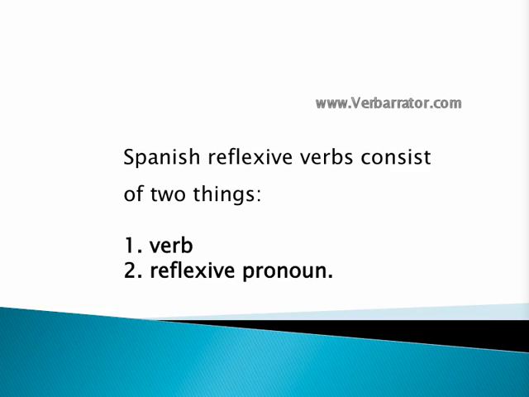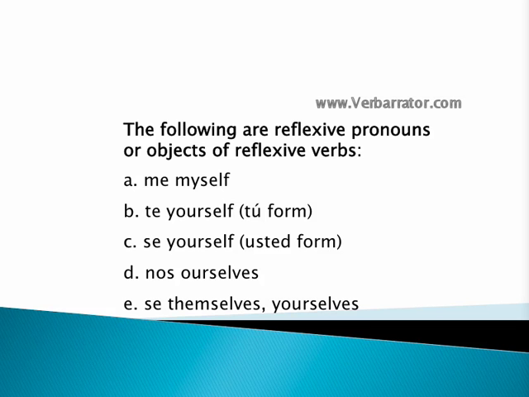The Spanish reflexive verbs consist of two things: one, verb, and two, the reflexive pronoun. The following are reflexive pronouns or objects of reflexive verbs: me, te, se, nos, se.